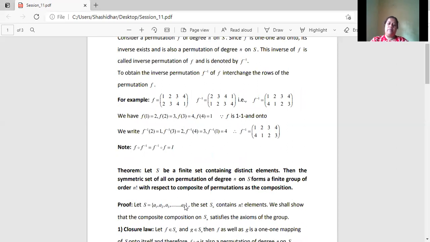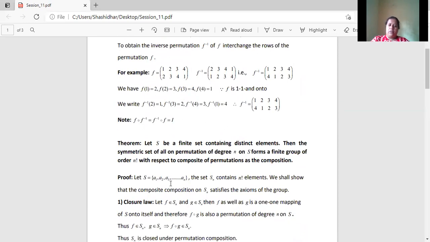Next we have the theorem on the composition of two permutations. Let S be a finite set containing n distinct elements. Then the symmetric set of all permutations of degree n on S forms a finite group of order n factorial with respect to composition of permutations as the composition.